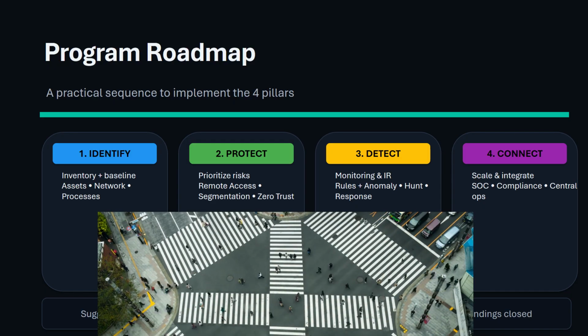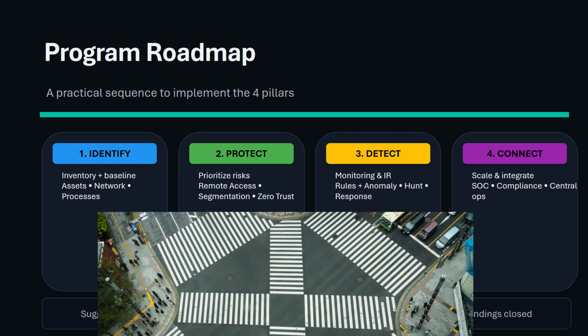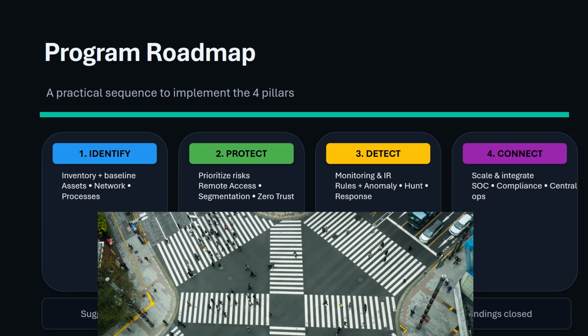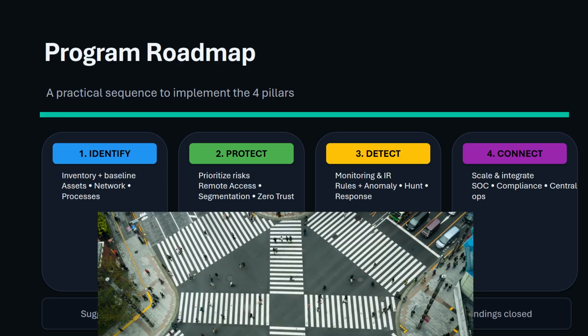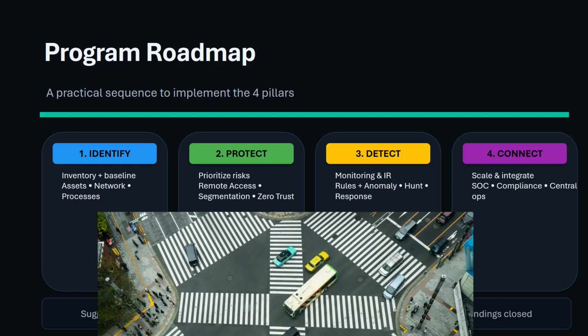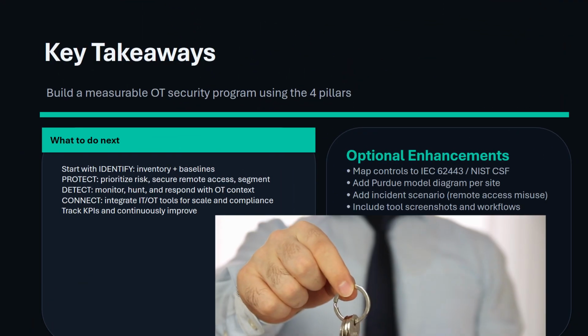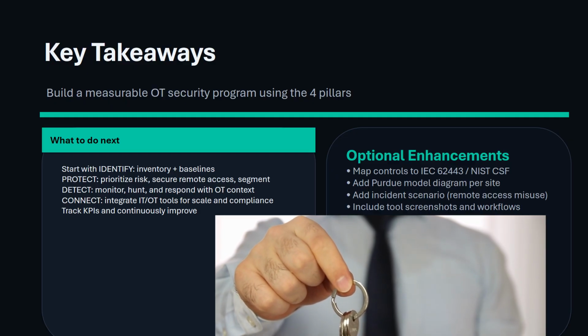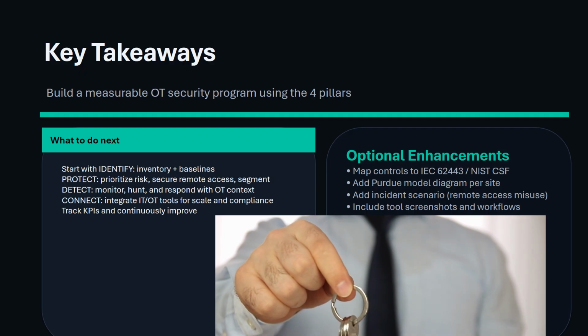Suggested KPIs include asset coverage, top risks mitigated, detection and response times, number of integrations, and audit findings closed. To build a measurable OT security program, use the 4 pillars: identify, protect, detect, and connect.